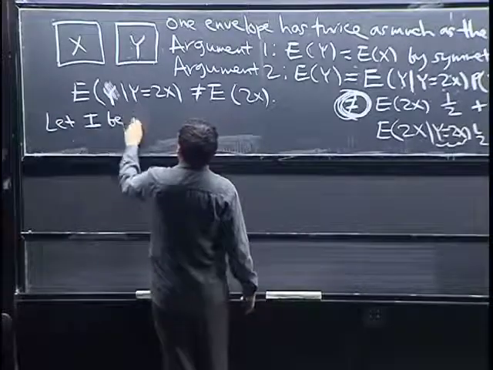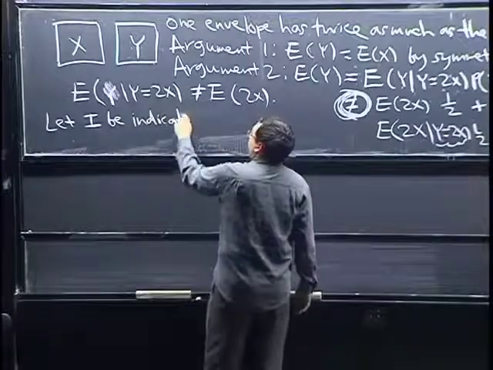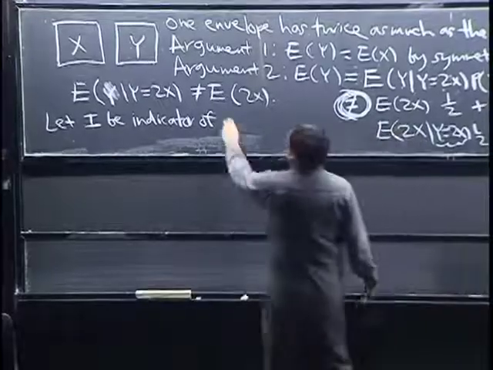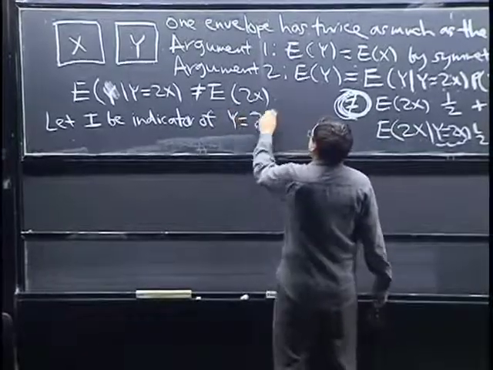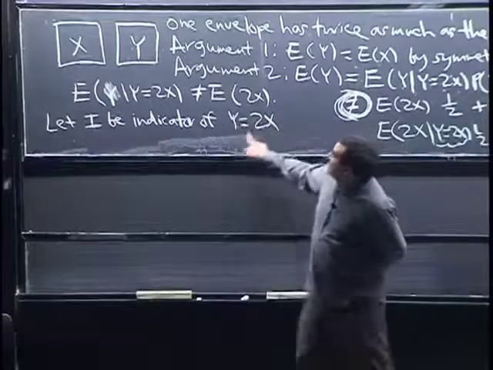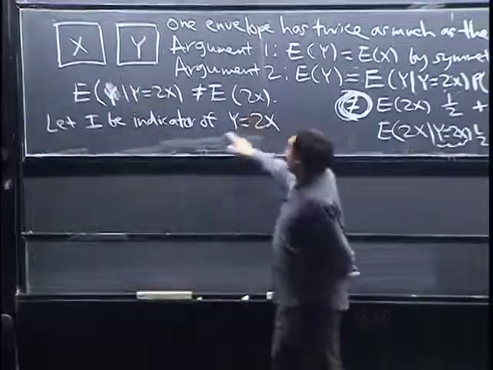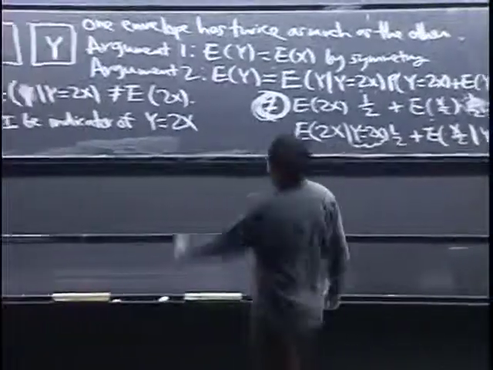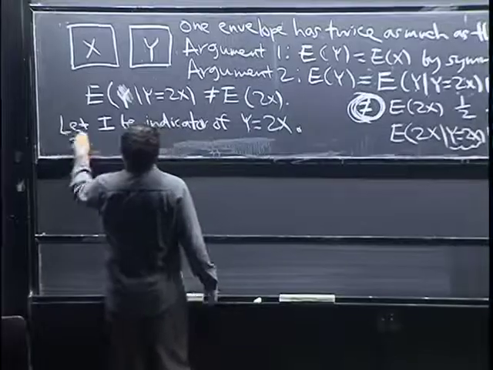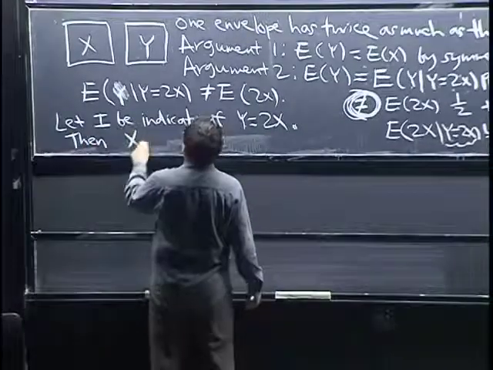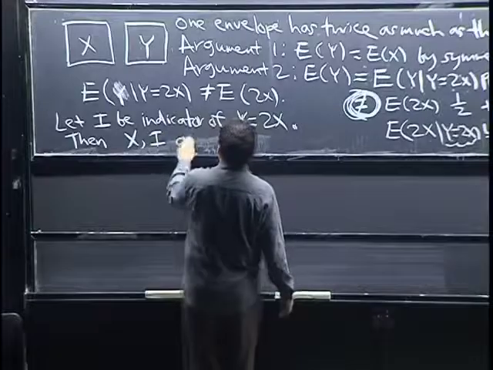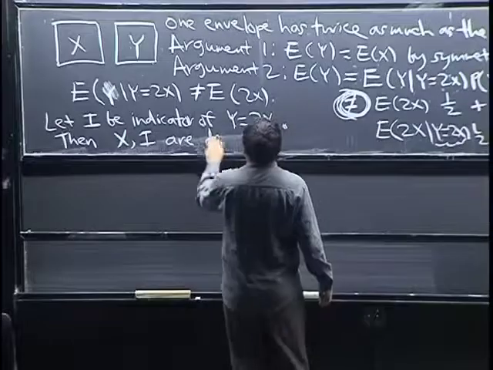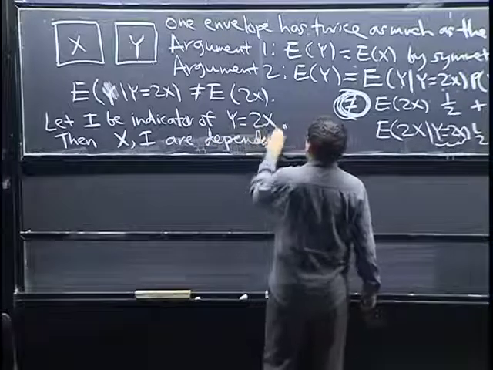I is the indicator of which envelope has more money. So we could say I is 1 if y equals 2x and 0 otherwise, or you could define it the other way around. That's the event that says that the envelope on the right has twice as much money as the one on the left. Okay, so we have an indicator for that. Then essentially what we just showed is that x and I are dependent. We can either talk about x and I or talk about y and I. They're dependent. And that seems surprising at first.